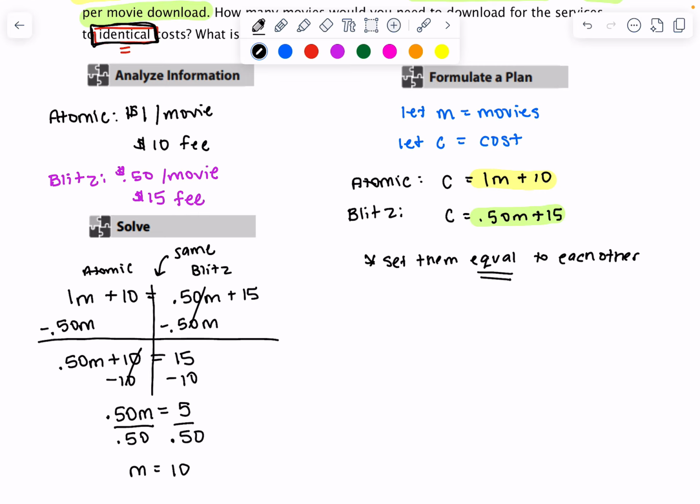Okay, so now I know that they're going to cost the same when I buy 10 movies. Okay, they're both going to be the same cost, but I need to figure out what that cost is. So I'm going to take this M equaling 10 and replace it with the M in one of the other equations. I'm going to pick the one that doesn't have the decimal point. I'm going to go ahead and pick Atomic. So 1M plus 10 equals C. So I'm going to say C equals 1, but instead of M, I'm going to put 10 into there.